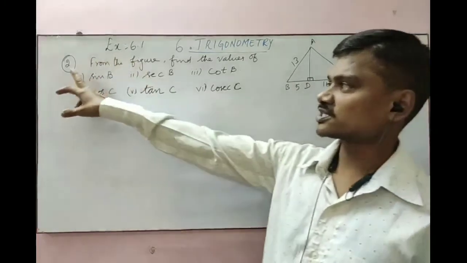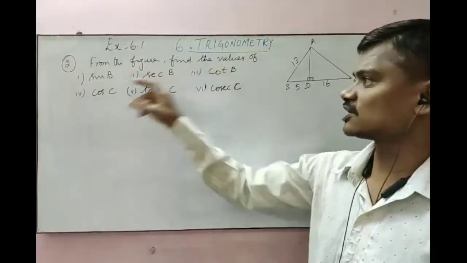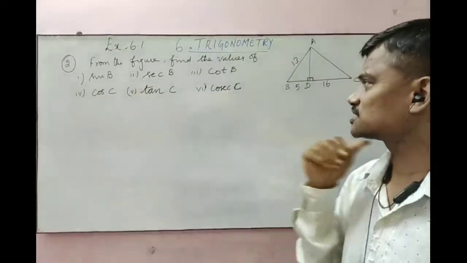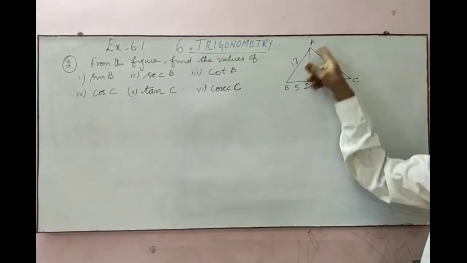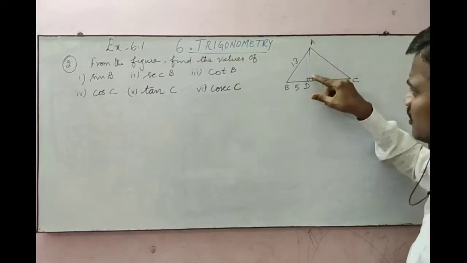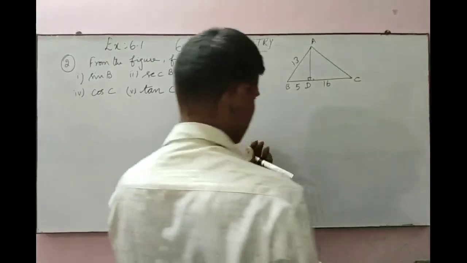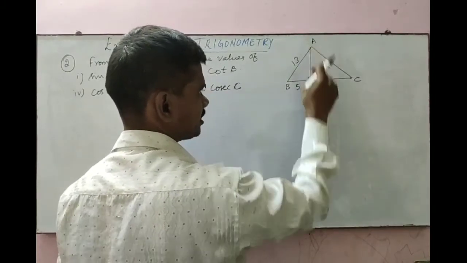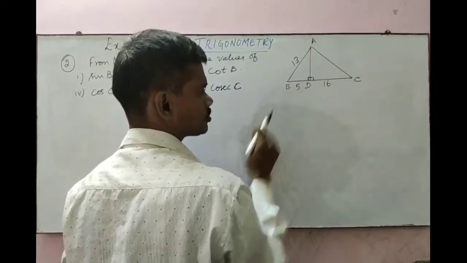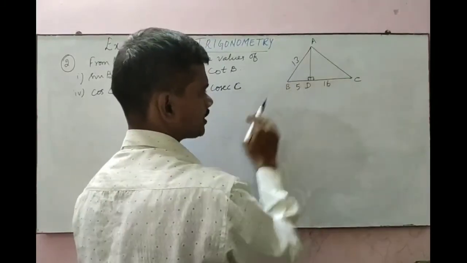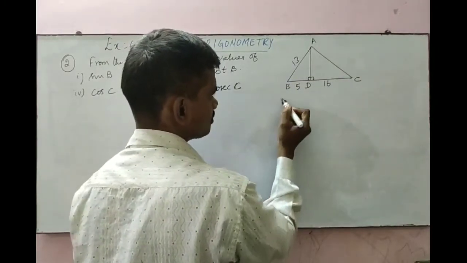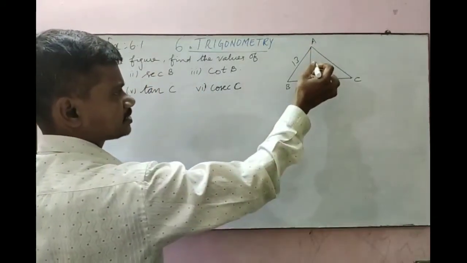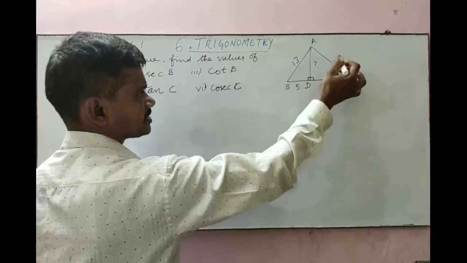Next in the exercise 6.1 second sum, from the figure find the values of sin B, secant B, cot B, cos C, tan C and cosecant C. In this triangle ABC, AD is a perpendicular. This angle is 90 degree. If this angle is 90 degree, then this angle is also 90 degree. ADC also 90, ADB also 90 degree. Here we have two right angle triangles. So first in this right angle triangle ABD, you have to find the side AD and AC.